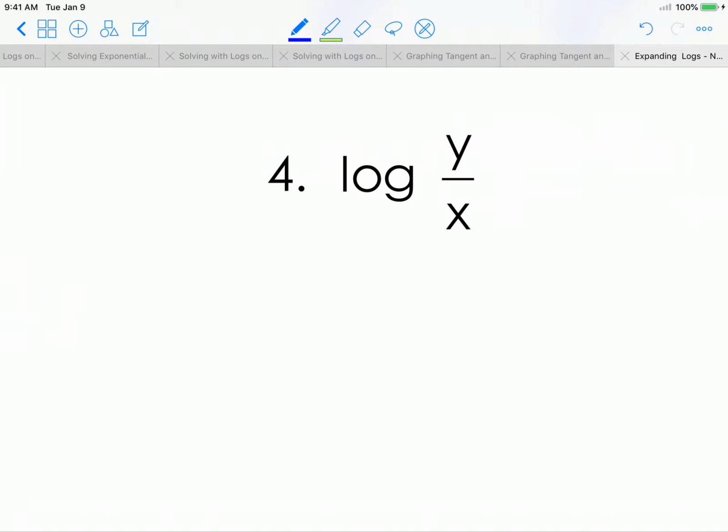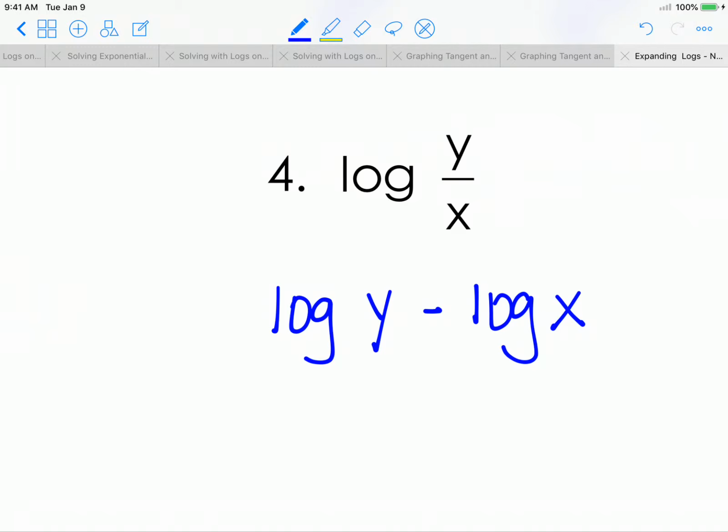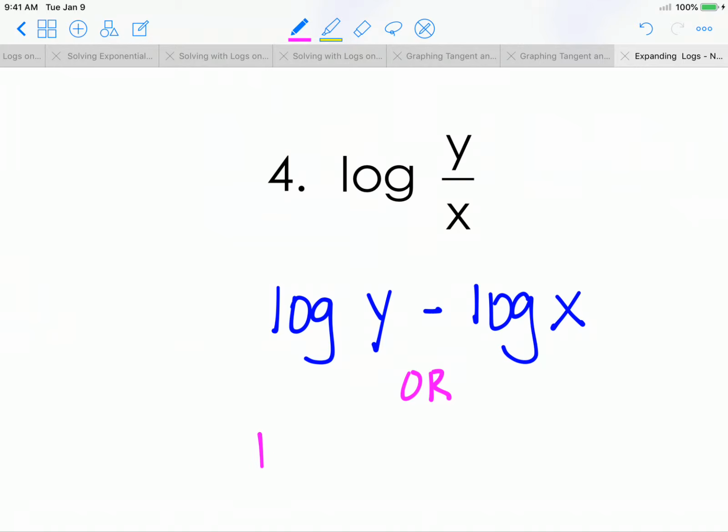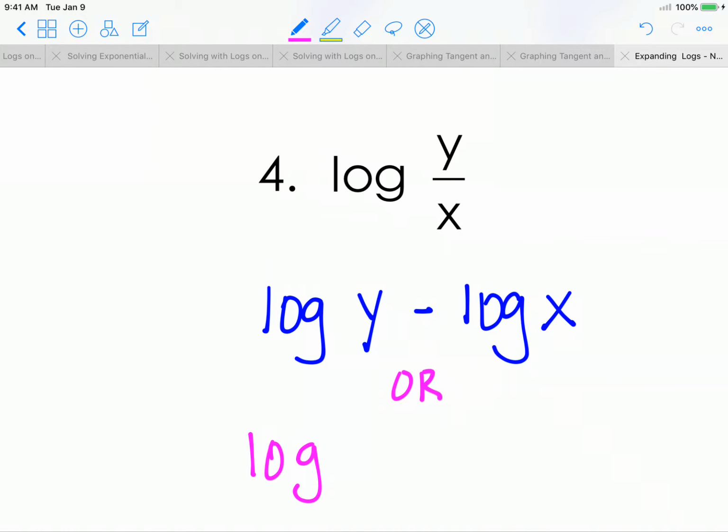Look up here when you're done. Okay, so I got log y minus log x, or remember, you can put the 10 for your base.